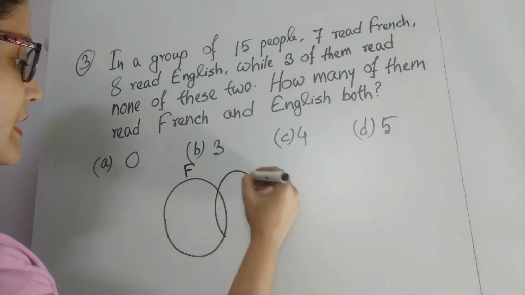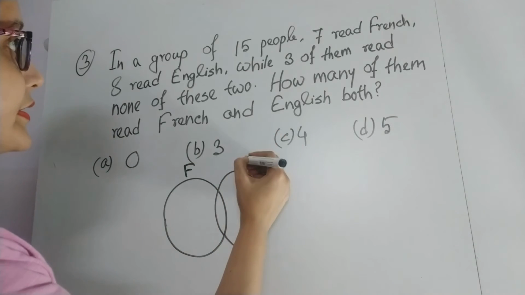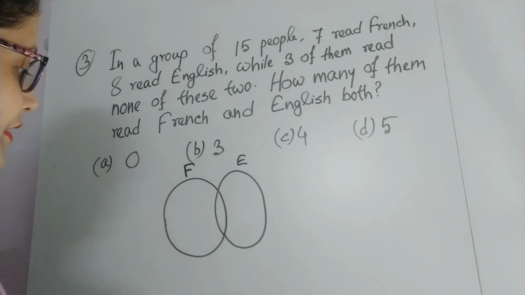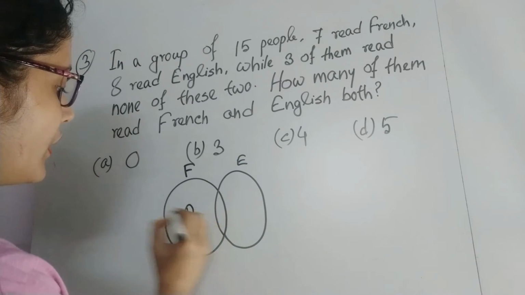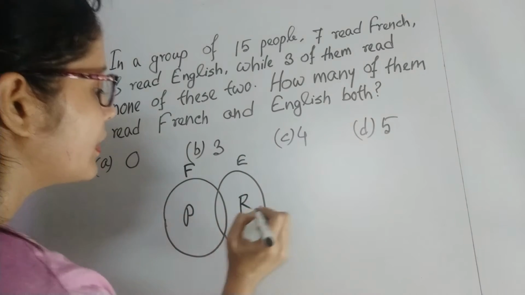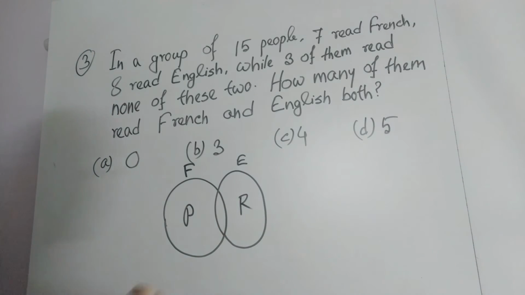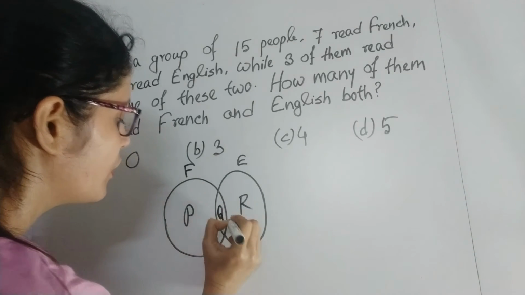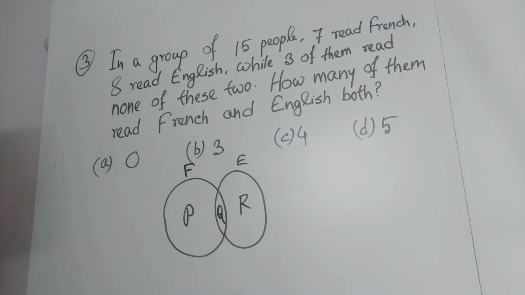This circle represents people who read English. P are the people who read only French. R are the people who read only English. Q is the people who read both French and English. Okay? So, P plus Q plus R.